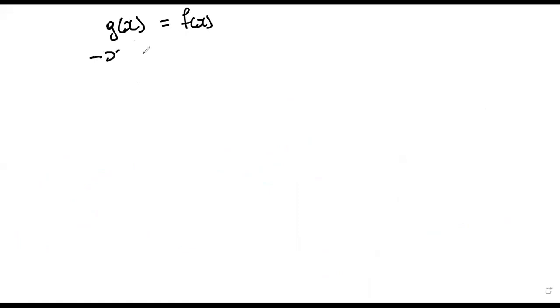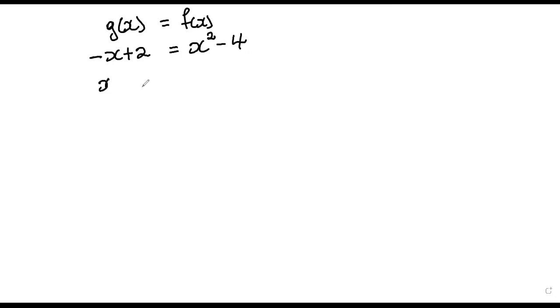g of x is just -x plus 2. What about f of x? It's just going to be x squared minus 4, like that. Then what do you do? You write the equation in standard form, meaning you take everything to the right.